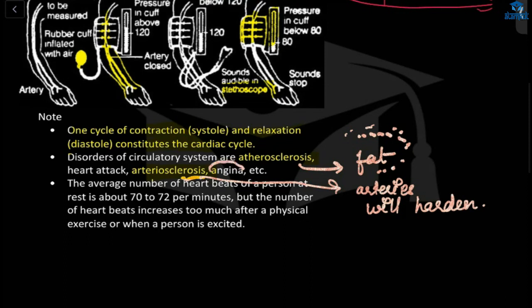In angina, what will happen in this condition? Any guess? Ma'am, can you give some hint what it is related to? In this case, the pain will start from the chest, then the leg, then the hands, because the blood flow is not proper. That is angina. So all these disorders are related to the circulatory system.